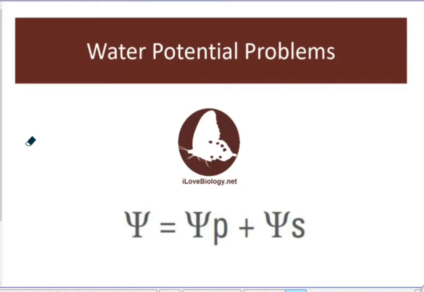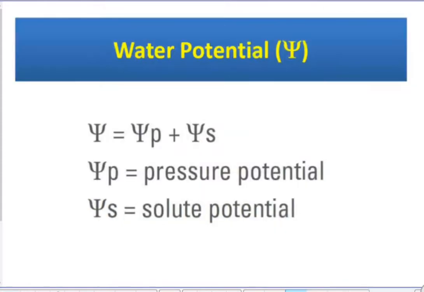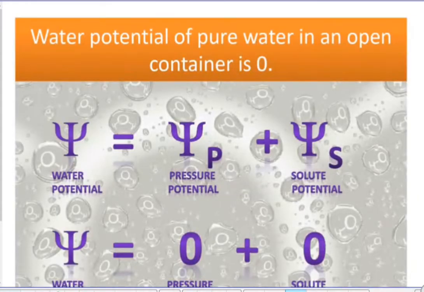So now, in addition to solute, we also need to look at how pressure can influence the movement of water into and out of a cell. This is our formula for water potential. You have the trident. Trident P is pressure potential and trident S is solute potential.